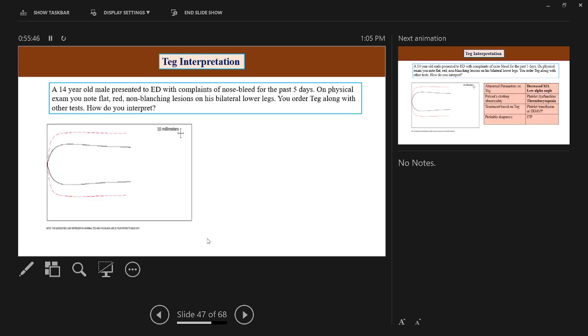Okay. So this is the TEG graph that you have got. The red lines depict that it is a normal interpretation, and the black line is what you have got.